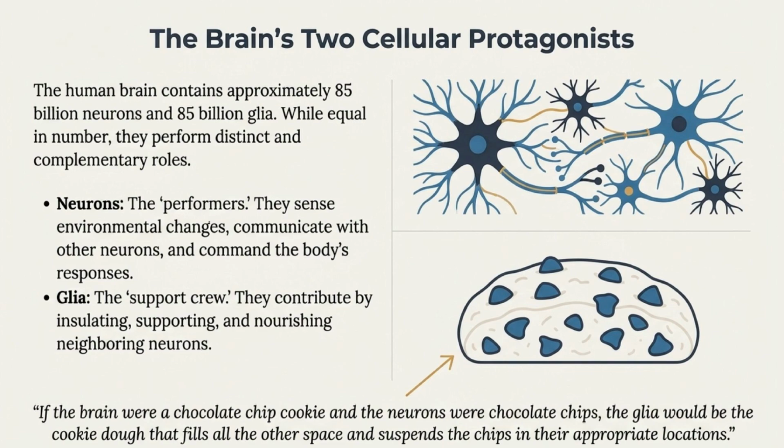Neurons are the performers. They sense environmental changes, communicate with other neurons, and command the body's responses. In contrast, glia act as the support crew. They contribute by insulating, supporting, and nourishing neighboring neurons. To visualize this relationship, if the brain were a chocolate chip cookie, the neurons would be the chocolate chips, while the glia would be the dough, filling the space and suspending the chips in their appropriate locations.